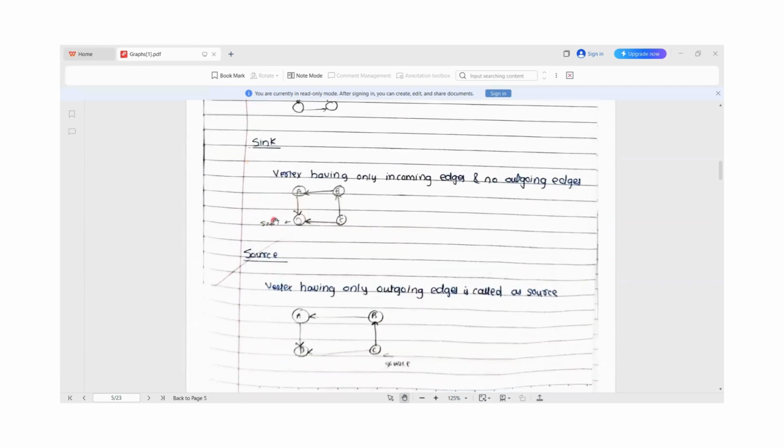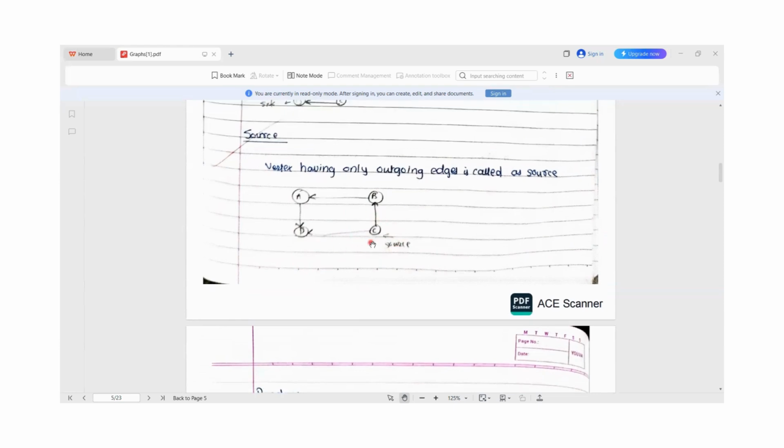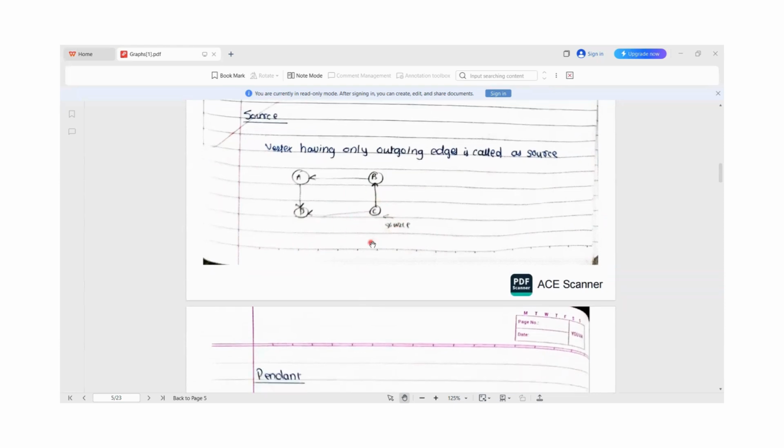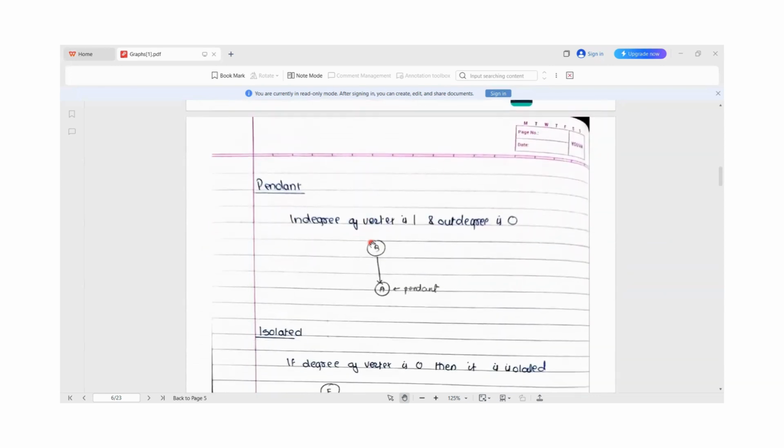In this example, node D is a sink because there is an edge from C to D and A to D, but there is no outgoing edge from D. In this diagram, as we can see, there is no incoming edge for node C. So this is the source, where the edges only originate and do not sink.